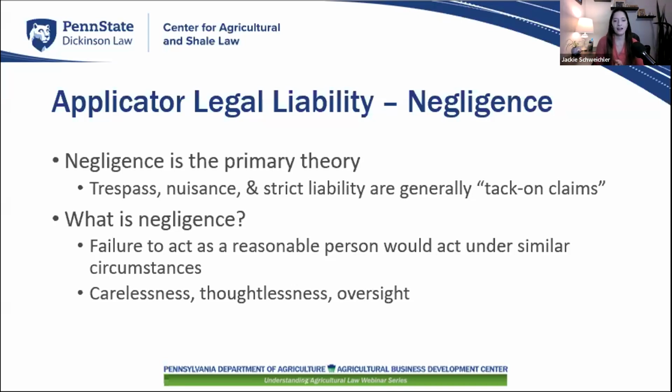So all our lawyers out there remember their first year of law school. What is negligence? It is the failure to act as a reasonable person would act under similar circumstances. They ask the question, was the person careless or thoughtless? Did they not do something that they should have done?